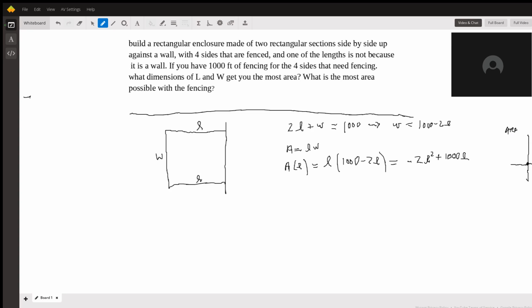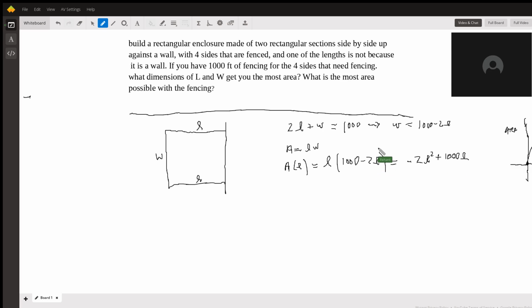And here's our amount of fencing we're going to put on the length of the enclosure. So it goes through 0, 0, and at some point it's going to come back down to 0. It's going to look something like this. And we're interested in getting the most area. So obviously we're interested in the vertex here.